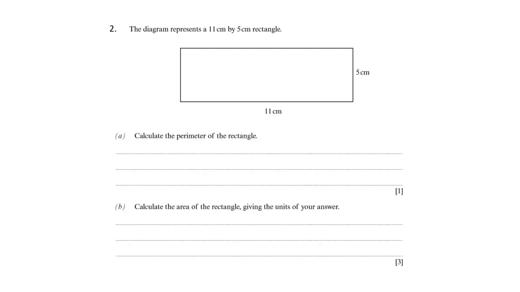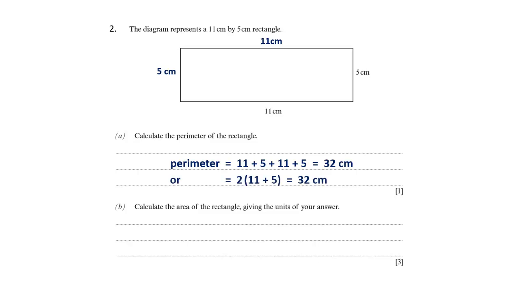Let's have a look at number 2. Same question really, just a different way around. Calculate the perimeter. Well, we know that one's 11, that one's 5. So the perimeter is 11 plus 5 plus 11 plus 5, which is 32 centimetres. Or we could have done 2 bracket 11 plus 5, and that's 32. Calculate the area. Well, the long side is 11, the short side is 5. 11 times 5 is 55, and the units, centimetres squared. Good. So area of a rectangle, quite straightforward.